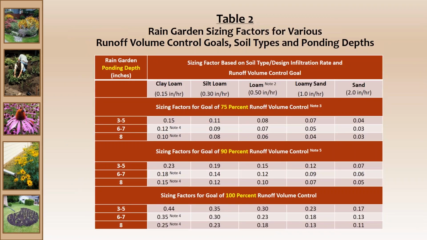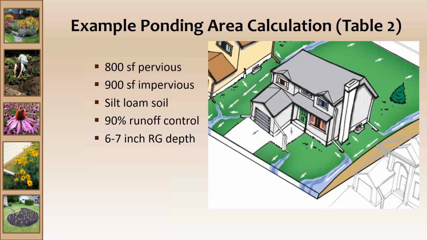So getting back to the table, there are two methods: you either test the soil to get into one of these categories, or you test the infiltration rate, and then you assign one of those categories through that. Now I'll just show you an example of using the table.